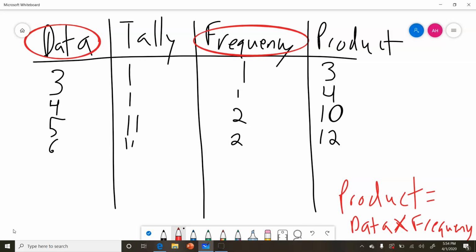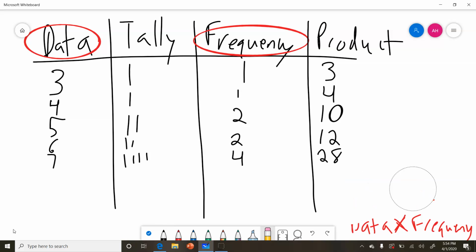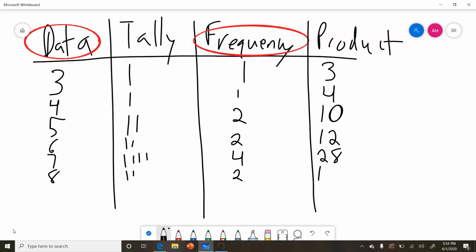Continuing on, we have 7. There are 4 7s: 1, 2, 3, 4. So that is a 4. 7 times 4 equals 28. Then I go down to the 8s. I only have 2 of them, which is 2. 8 times 2 is 16. Then I go down to the 9s, and I have 4 of them: 1, 2, 3, 4. 4 times 9 is 36.